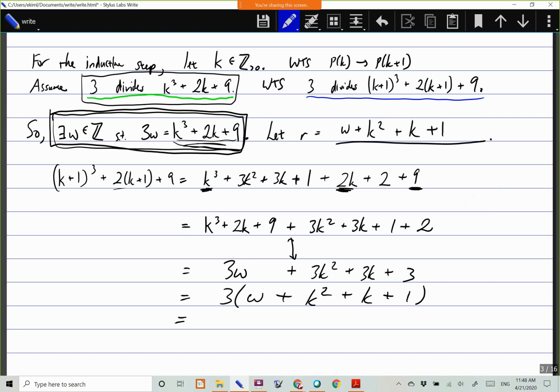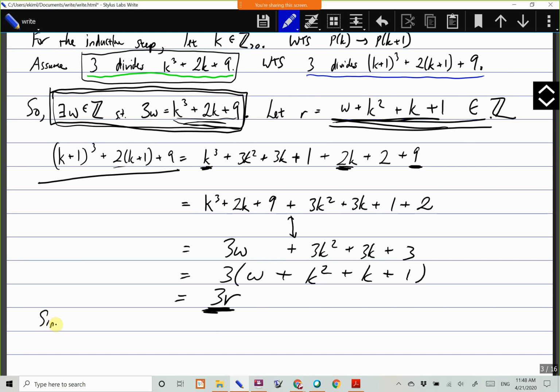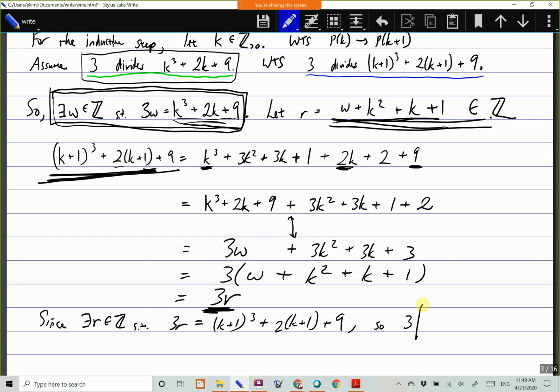This is sometimes how I actually write proofs. I don't know what I want r to be, but now that I know 3r, take a look. R up here is an integer, so it belongs to the integers. R is an integer, and 3 times r is equal to that, right? So since we now have there exists an r which is an integer such that 3r is equal to quantity k plus 1 cubed plus 2 times quantity k plus 1 plus 9. I just copied that from right over here. We actually have, so now we have 3 divides k plus 1 quantity cubed plus 2 times k plus 1 plus 9. That was what we wanted to show to finish our inductive step.